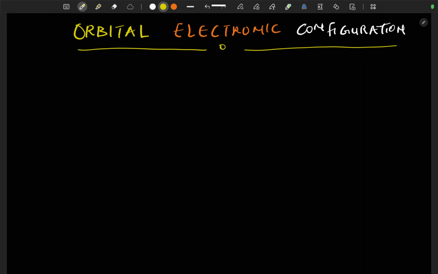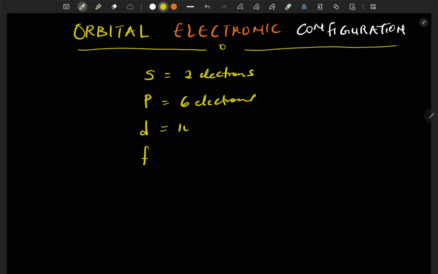In this video, we are going to talk about orbital electronic configuration. We'll be dealing with 4 orbitals, which are the S, the P, D, and F orbitals. The S orbital can occupy up to 2 electrons. The P orbital can occupy up to 6 electrons. The D orbital can occupy up to 10 electrons, and the F orbital can occupy up to 14 electrons.